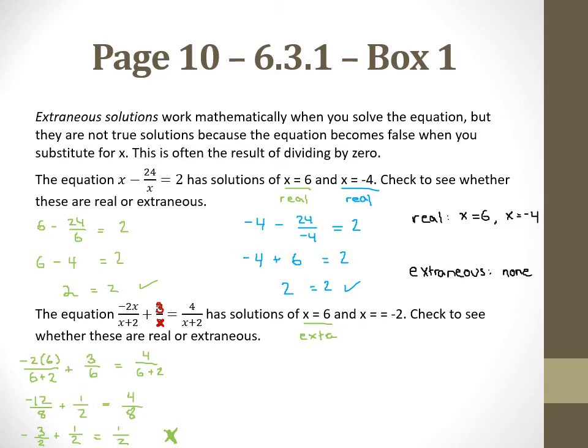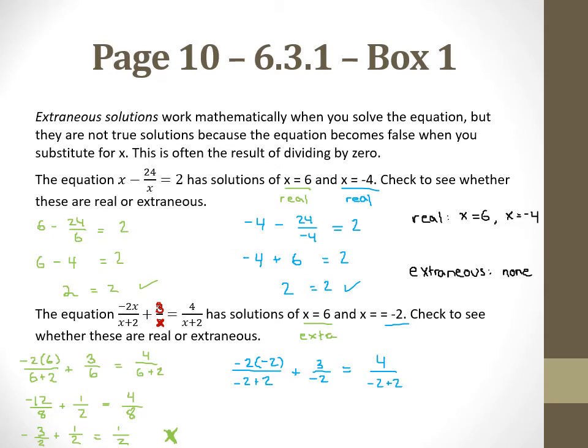Now if I plug in x equal to negative 2, let's see what happens there. Then I'd have negative 2 times negative 2 divided by negative 2 plus 2, plus 3 over x, 3 over negative 2, and that's supposed to equal 4 over negative 2 plus 2.